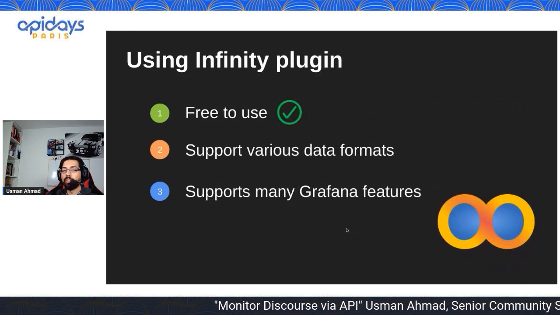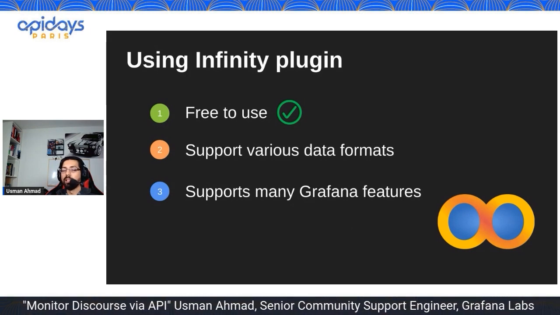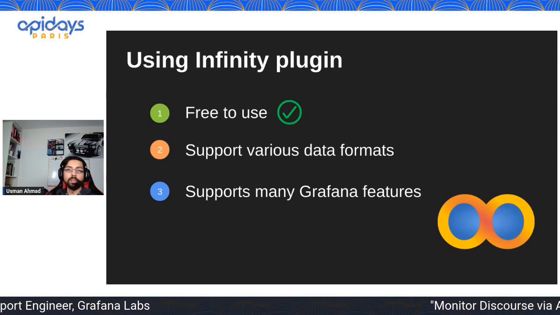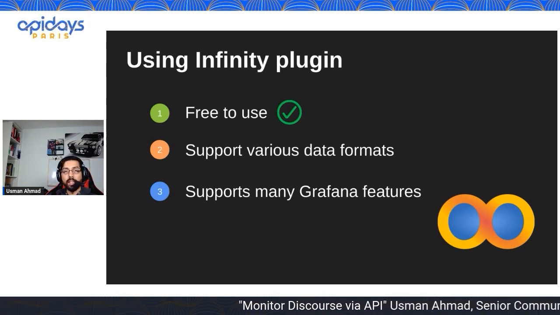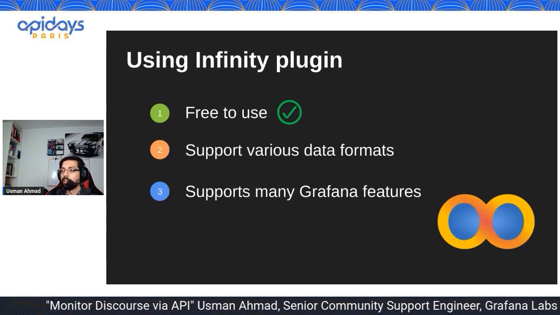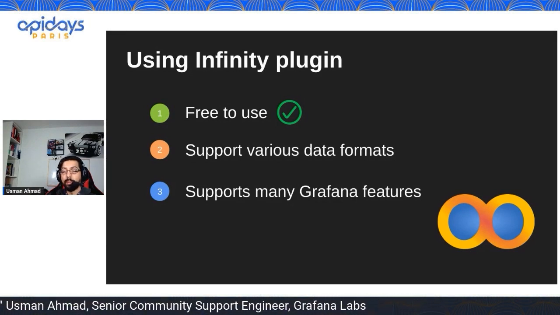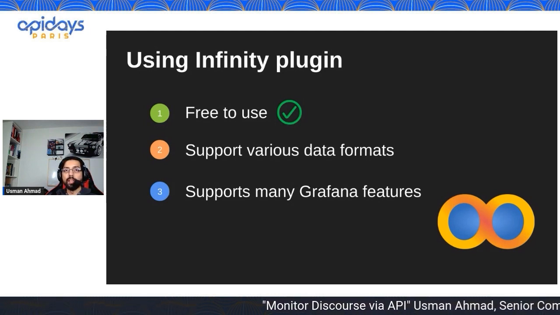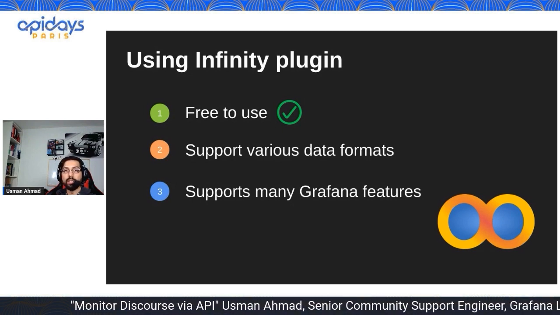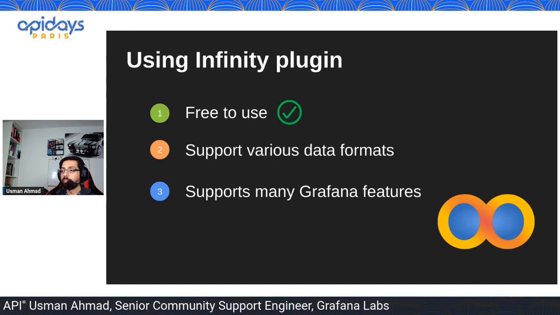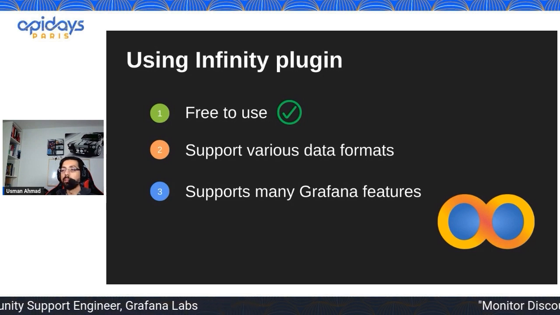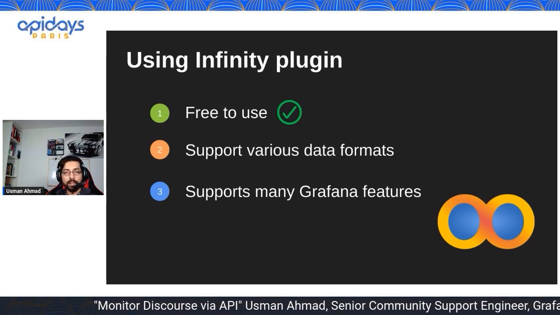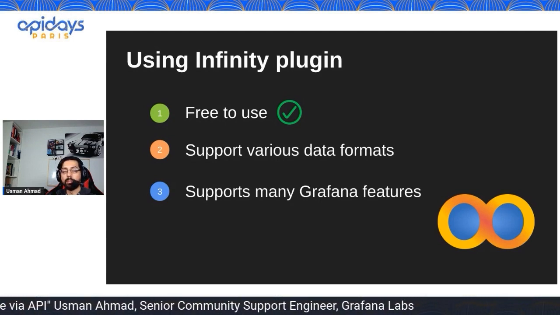And the second thing we need for making it complete is the JSON Infinity Plugin, also known as Infinity Plugin. It is totally free, open source, and it supports various data formats, for example, JSON, GraphQL, CSV, XML, HTML, and some more which are still under development. It is really powerful. And it also supports many Grafana features, like alerting, authentication, and dashboard variables, because not every plugin gives you all the Grafana features. This plugin is going through a lot of development and improvement, so it's supporting more and more features every time.